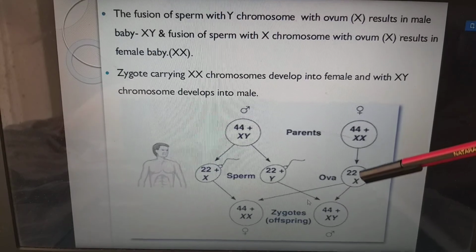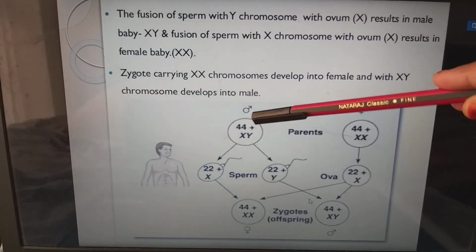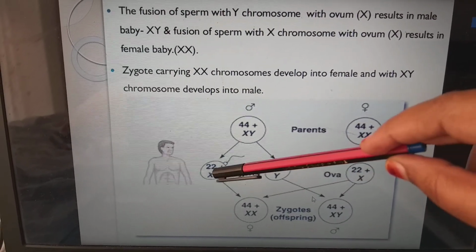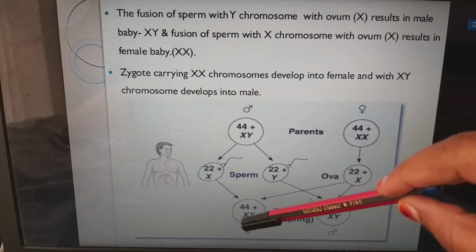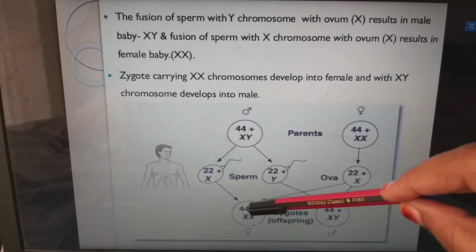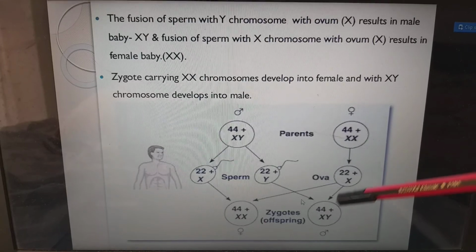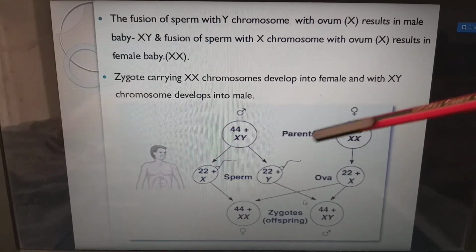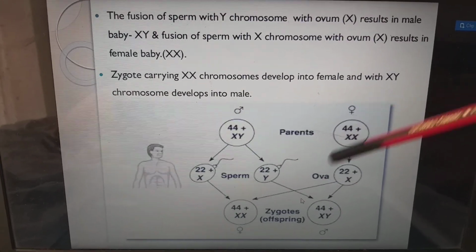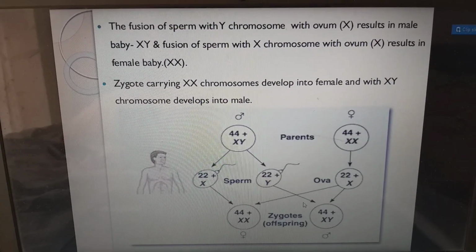From the female, only one single type of gamete will come. But from the male, we have 22 plus X and 22 plus Y, two types of gametes with 50-50 chances. So when this 22 plus X and this 22 plus X get mixed, we will get a female. When this 22 plus Y and this 22 plus X get mixed, we will get a male. So the determining factor for the sex is the male, not the female, because the female will produce the same type of gametes, but the male will produce different types of gametes.